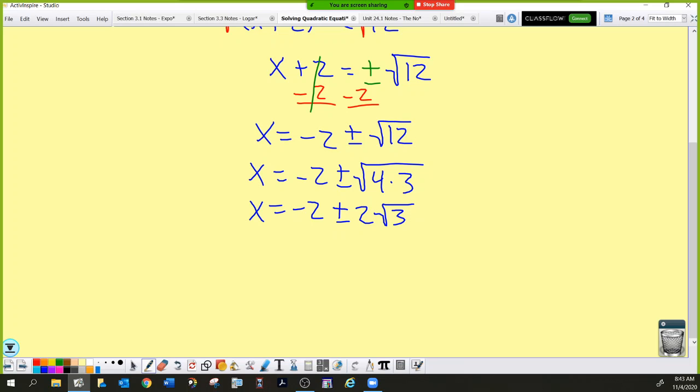That is 2 different answers. That is x equals negative 2 minus 2 root 3, which are not like terms, so I cannot combine them, and x equals negative 2 plus 2 root 3. 2 different solutions.